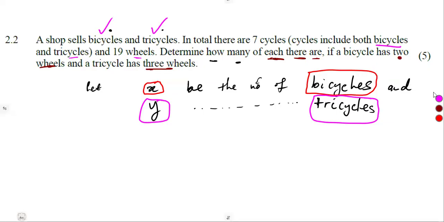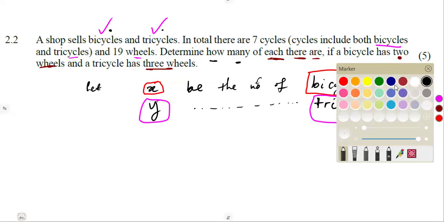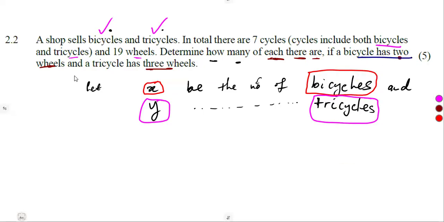But we are told that a bicycle has 2 wheels. So remember, we have 2 wheels. And a tricycle has 3 wheels. This is what we are given. No problem. Let us form the first equation.